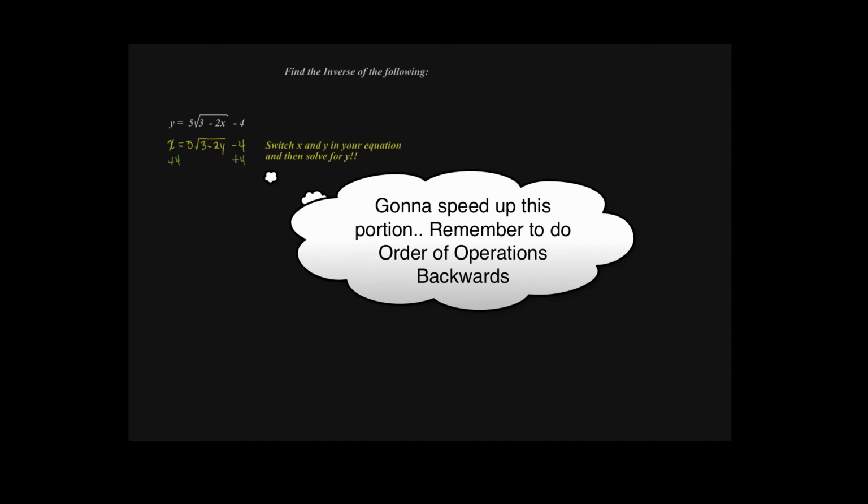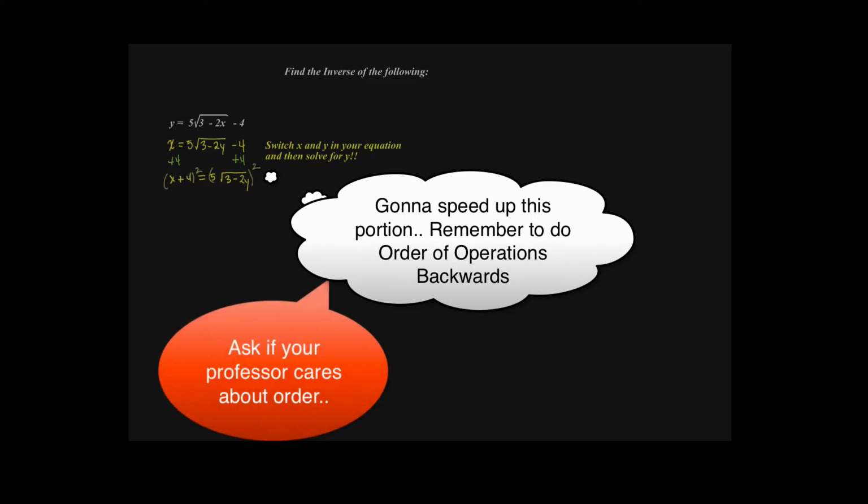Now, the next step to solve for y would be to add 4 to both sides. And when I do so, I end up with the following expression. Now, you could divide both sides by 5. Actually, that's probably what you should do because you do the reverse of the order of operations, PEMDAS, in backwards order. But I actually squared both sides because people don't like fractions.